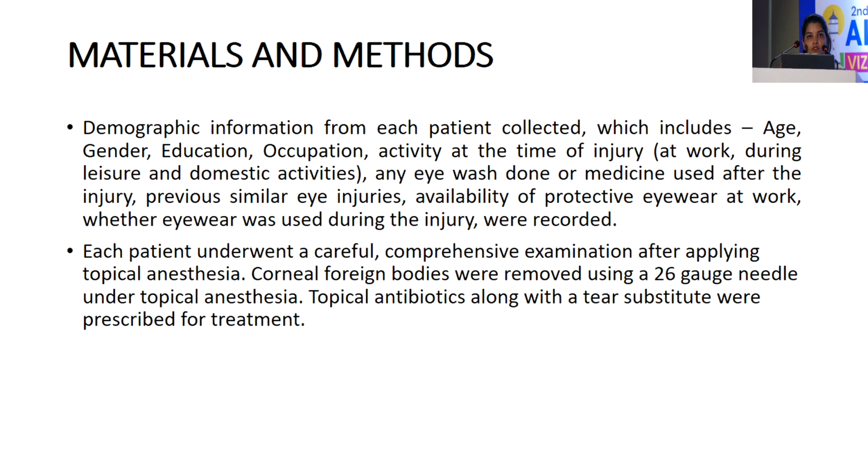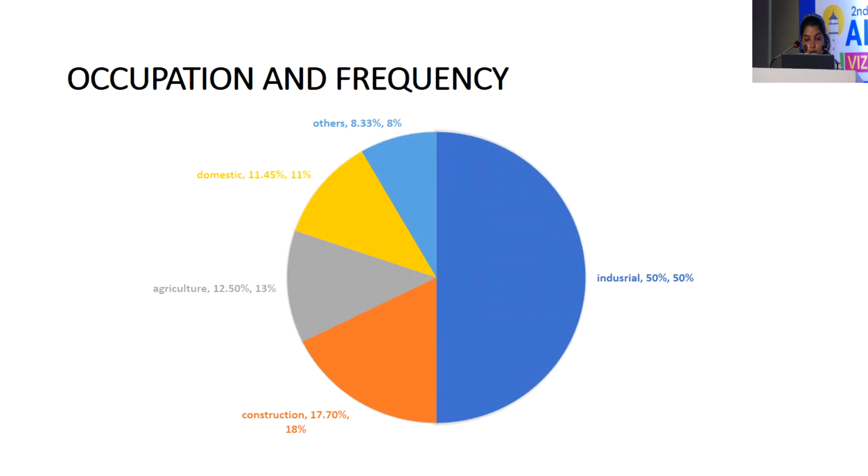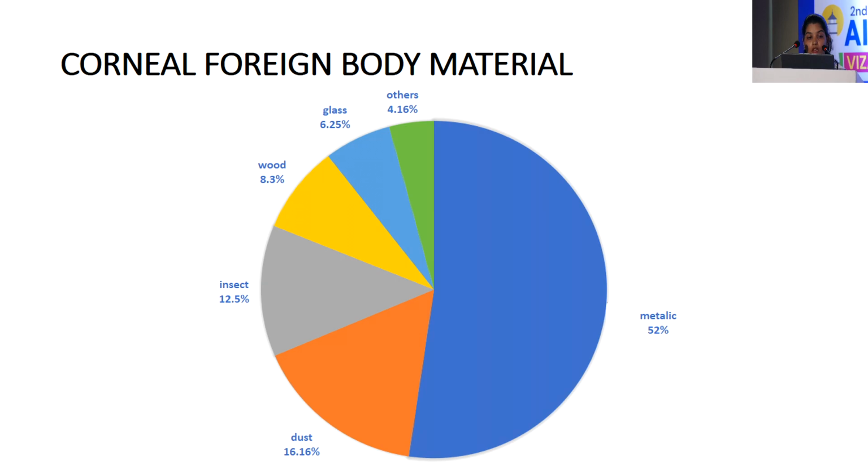After the removal of the foreign bodies, we stained the cornea to rule out any small perforations or penetrating corneal injuries, and we prescribed topical antibiotics along with tear substitutes for treatment. In our study, we found that people working in the industrial area are more prone to corneal foreign body injuries, followed by the construction area, then agriculture and domestic area.